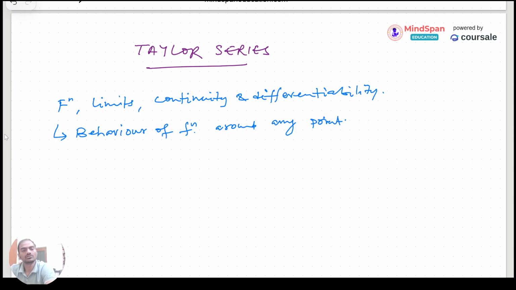But the question might arise: why did we study all these topics? Why do we want to know the behavior of a function at any point? Because if we know the behavior of the function at any general point, then we can construct the function. If we know the behavior at all points, then we can construct the function itself, and we can predict the output of the function at any general point.